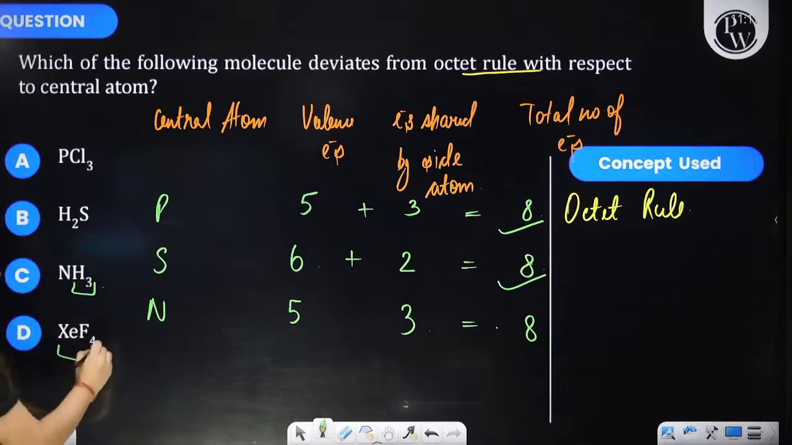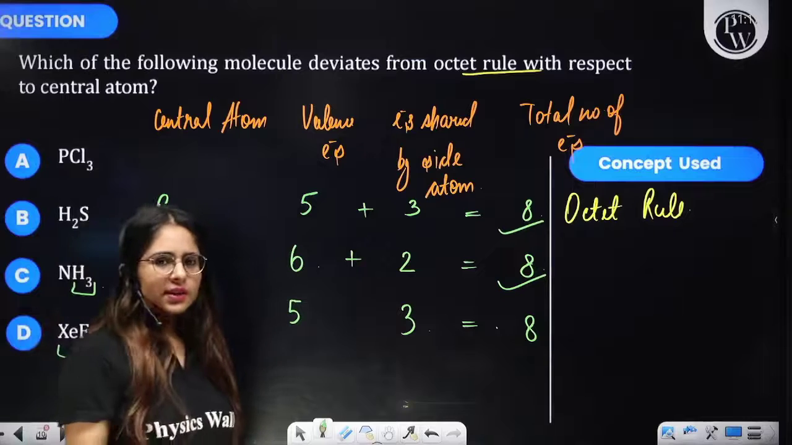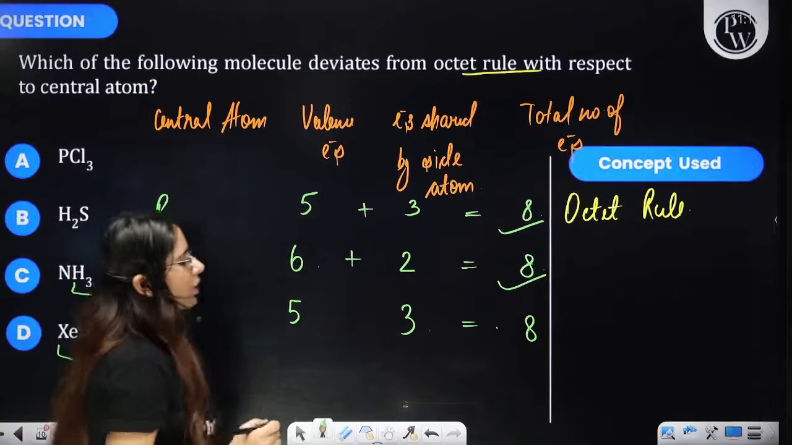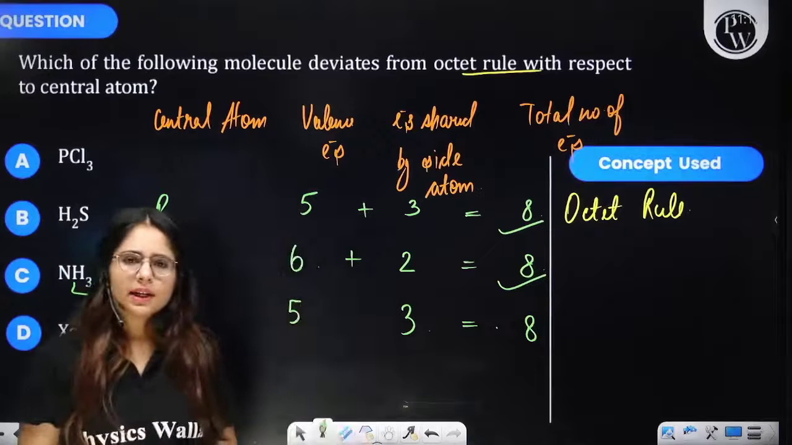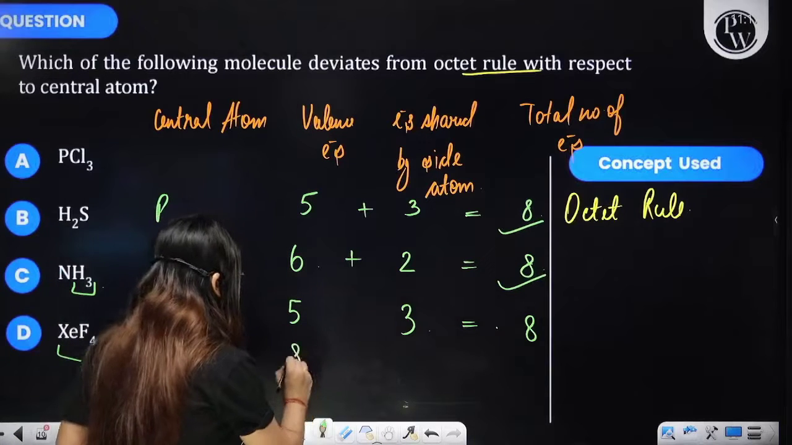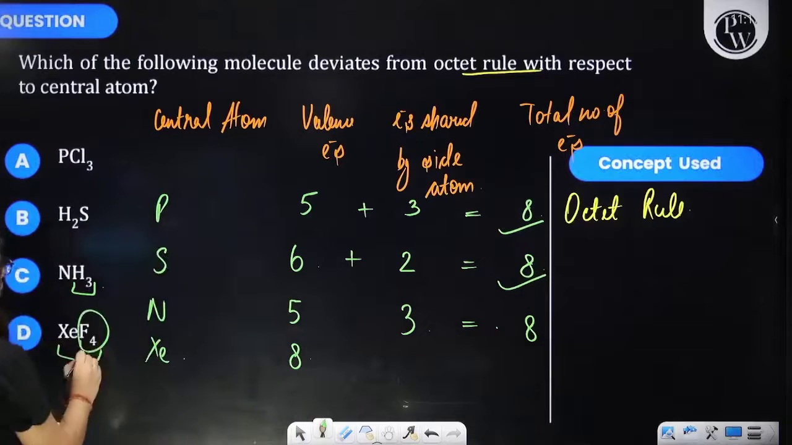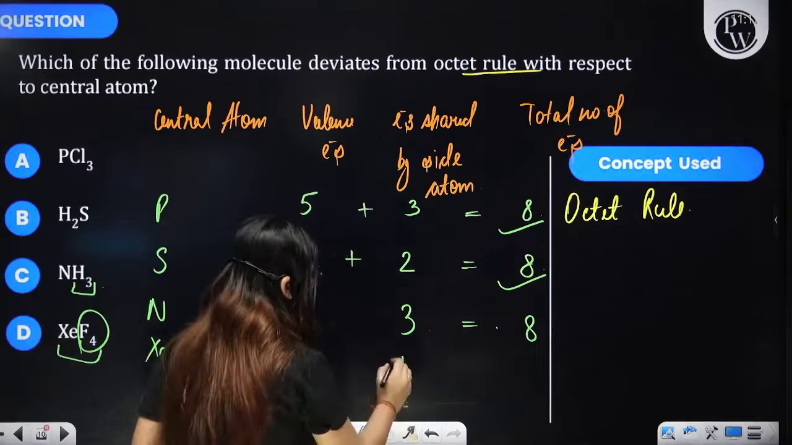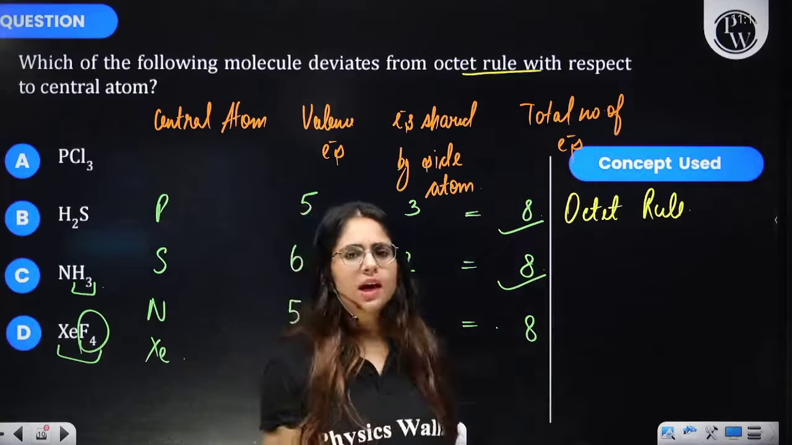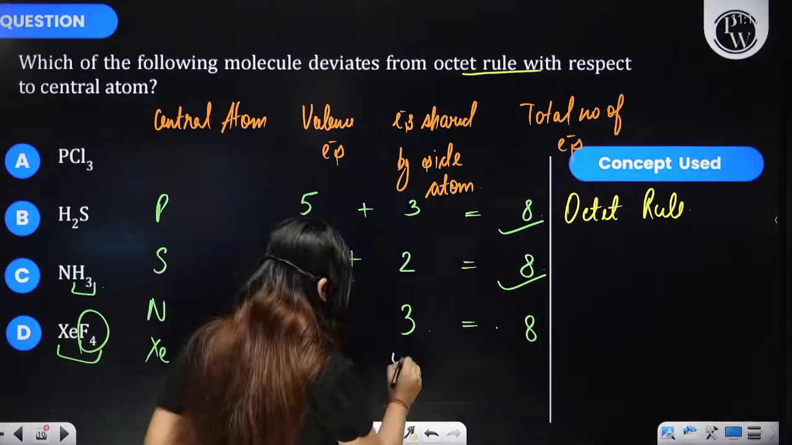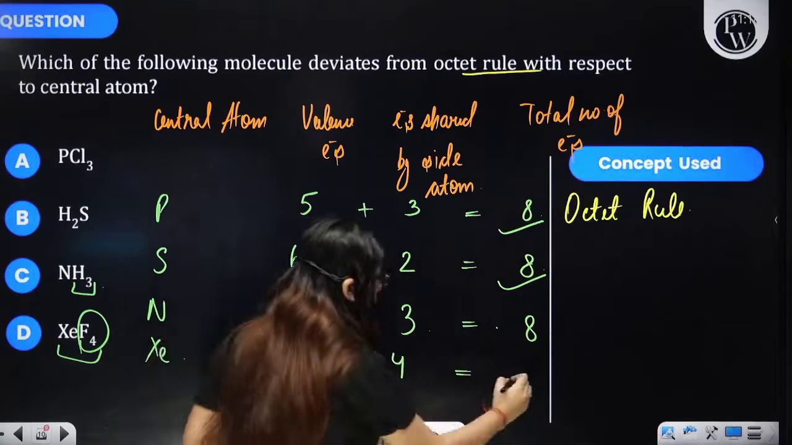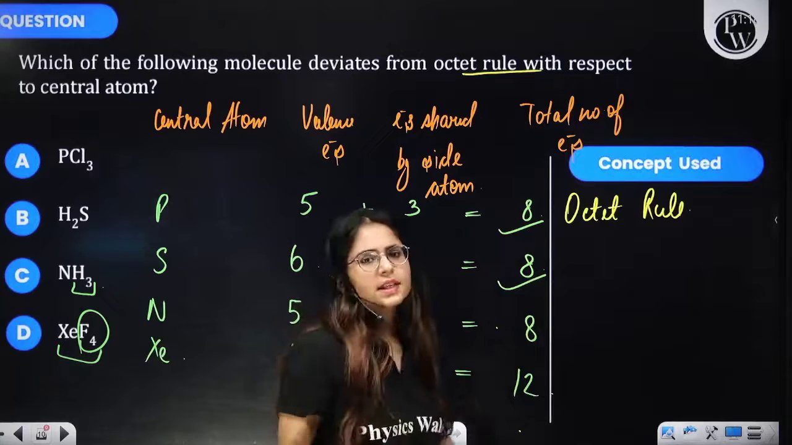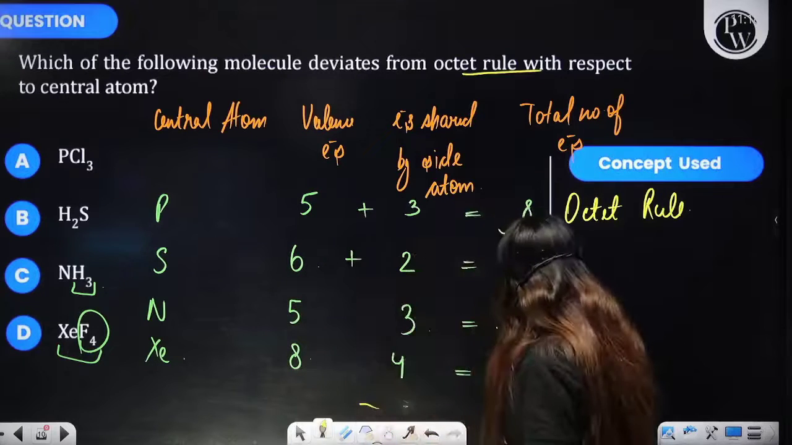Next, if I talk about XeF4. The central atom here is Xe. The valence electrons in xenon will be 8, as it is a noble gas. The number of electrons shared by the side atom will be 1, as it is a halogen. But since 4 fluorines are present, it will be 4. Total will be 12. So in this case of XeF4, more than 8 electrons are coming.